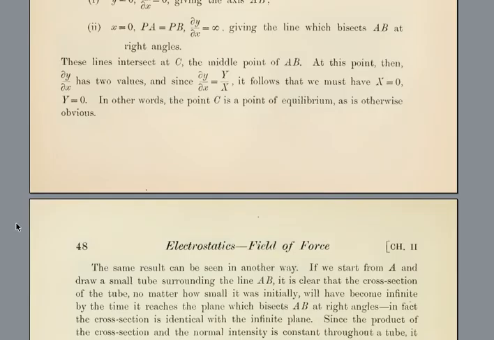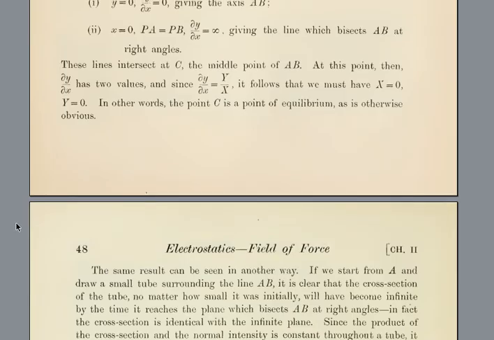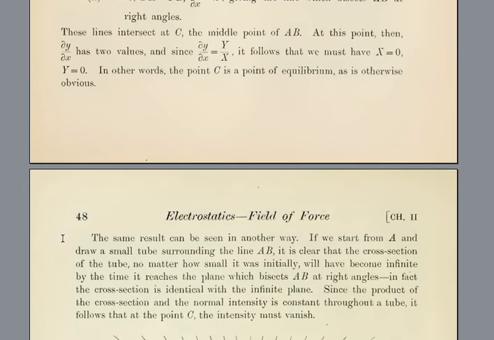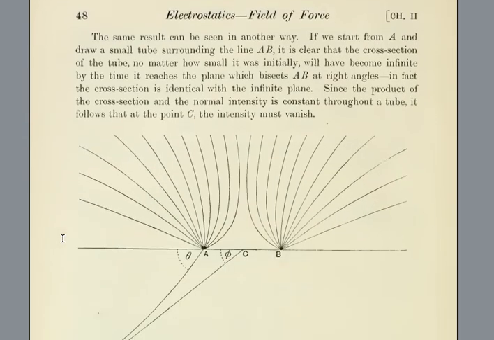At this point, the field has two values, and since the derivative of the potential with respect to x is equal to the derivative of the potential with respect to y, it follows that we must have the x component of the field equal to 0 and the y component of the field equal to 0. In other words, the point C is a point of equilibrium, as is otherwise obvious. The same result can be seen in another way.